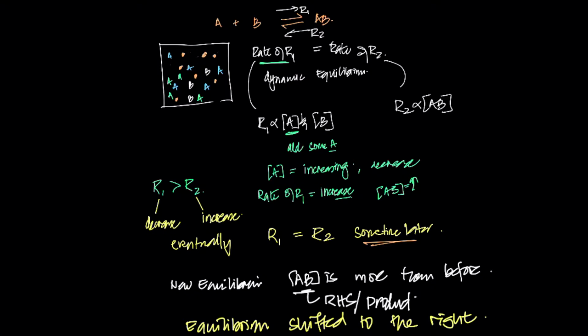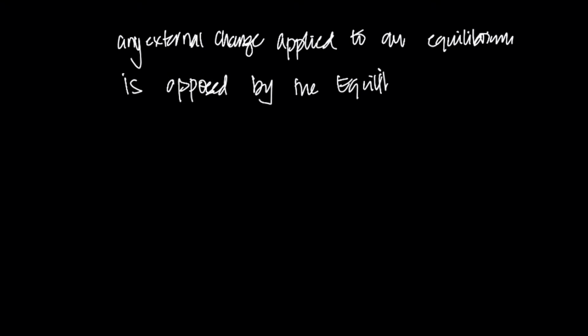So now let me summarize the principle very easily. If a system is in equilibrium and an external change is applied, so any external change applied to an equilibrium is opposed by the equilibrium. That's the rule. It's very simple.